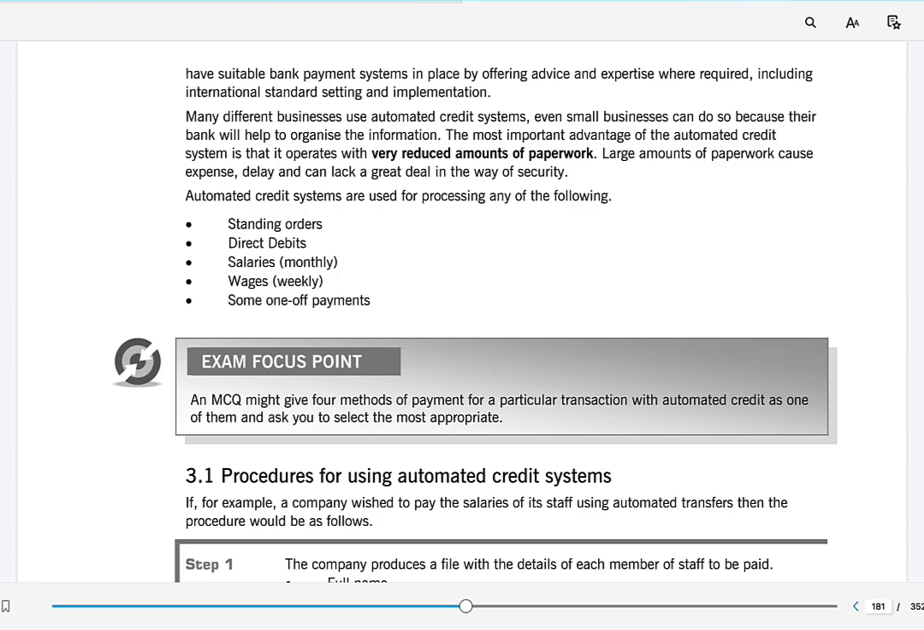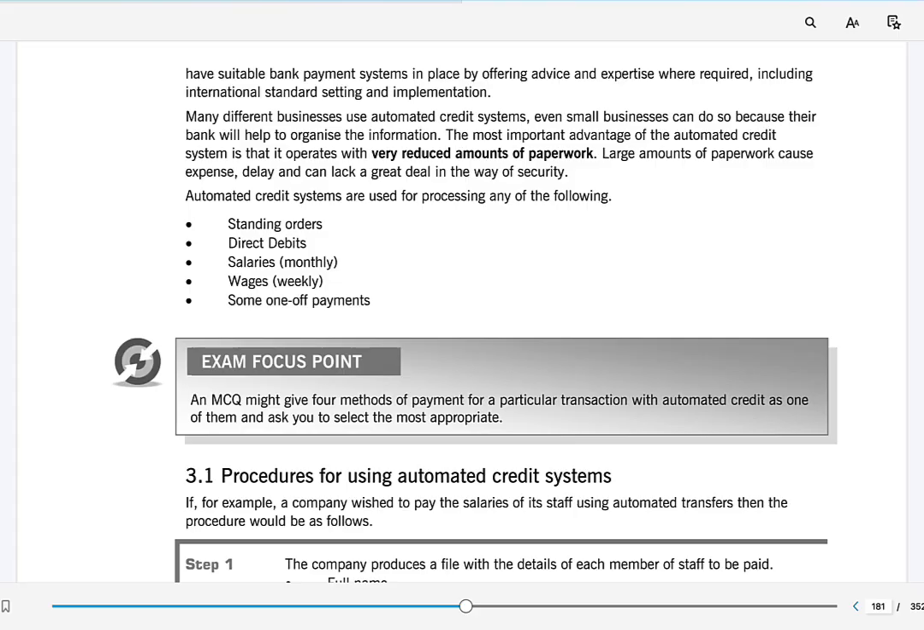Main risks and controls needed in automated credit systems. Now, even though automated systems are good, they still have risks, so the business must have strong controls. Risk 1. Wrong amount paid. If the system is programmed wrongly, the wrong amount can go out. Risk 2. Wrong person paid. If bank details are entered incorrectly, money can go to the wrong account. Risk 3. Payment continues when it should stop. For example, a direct debit may continue even after a service is canceled. That can waste money. Risk 4. Fraud risk. If someone sets up a false payment instruction, money can be stolen. Risk 5. Lack of immediate visibility.